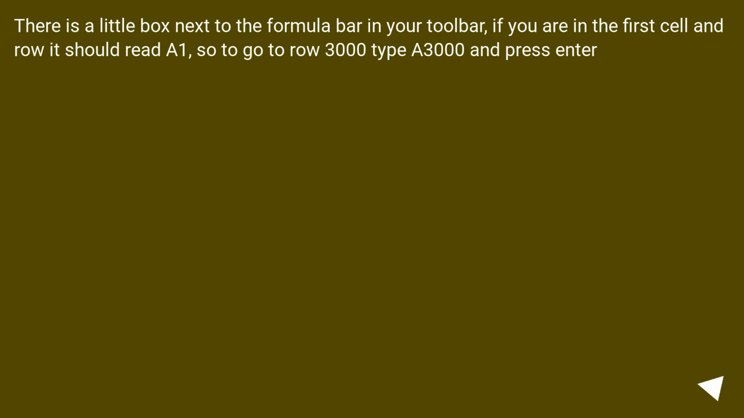There is a little box next to the formula bar in your toolbar. If you are in the first cell and row, it should read A1. So to go to row 3000, type A3000 and press enter.